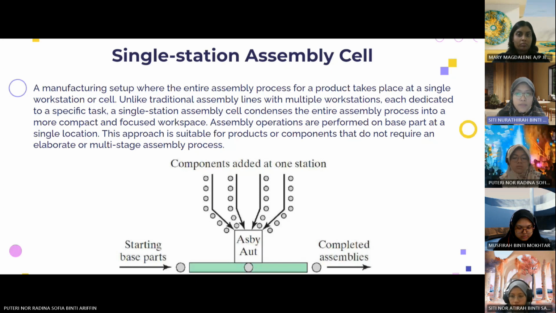They are performed on a base part at a single location. This approach is suitable for products or components that do not require an elaborate or multi-stage assembly process. This is an example of the single station assembly cell.